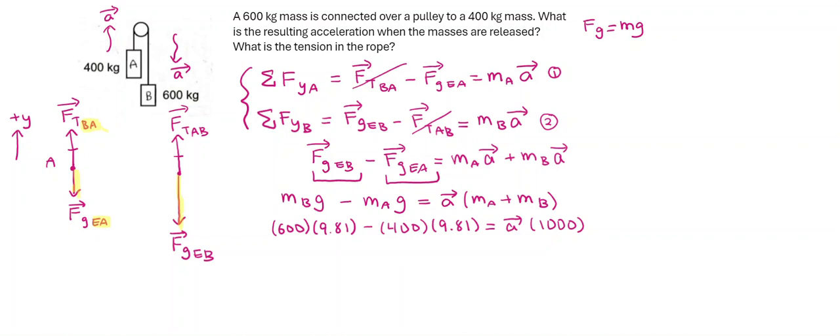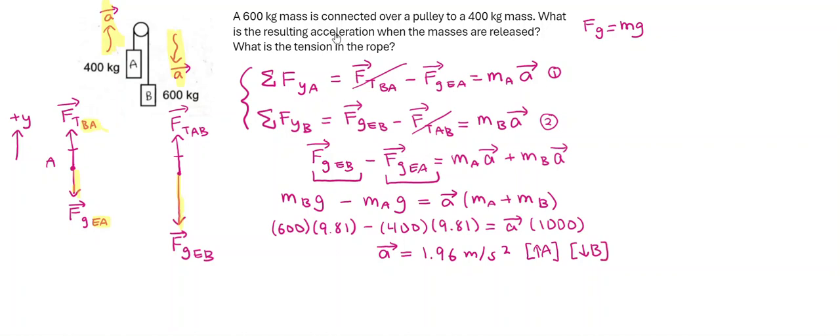Then you would just solve this as usual, just like solving a normal algebraic expression, and you should get 1.96 meters per second squared. And then our direction is just going to be the same as these arrows that we've drawn over here. So it'll be upwards for A and down for B.